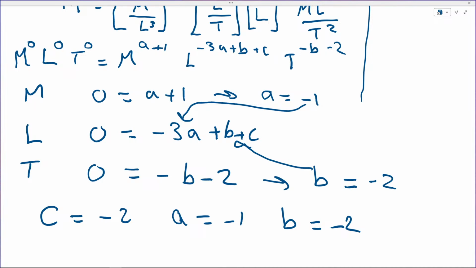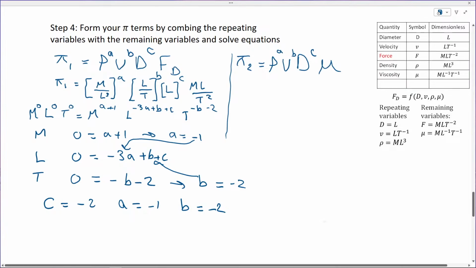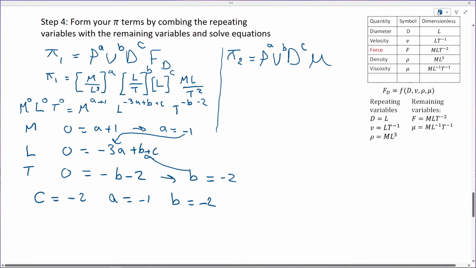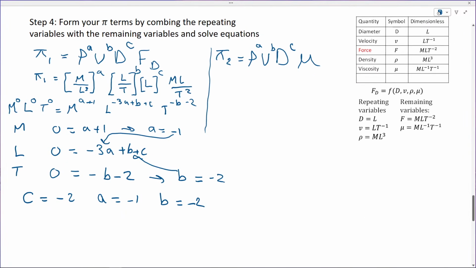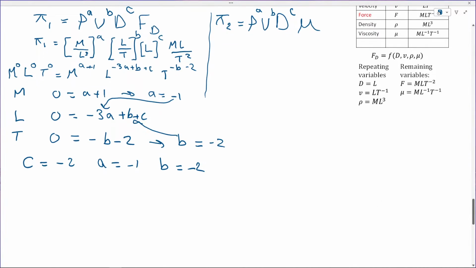So let's just see what we did here. We were able to find the power of a, that's minus 1, the power of b, that's minus 2, and the power of c, that's minus 2, that will make all these dimensionless. So we just substitute these powers back.